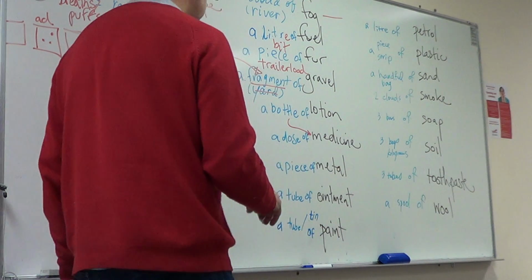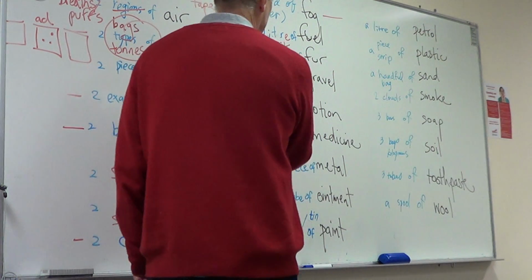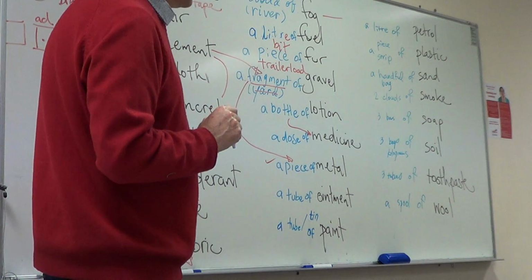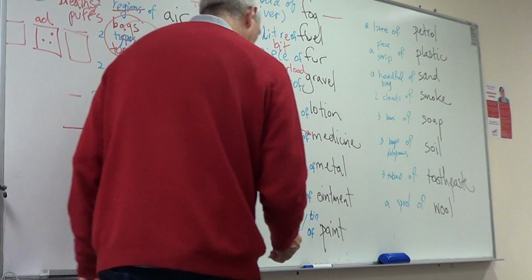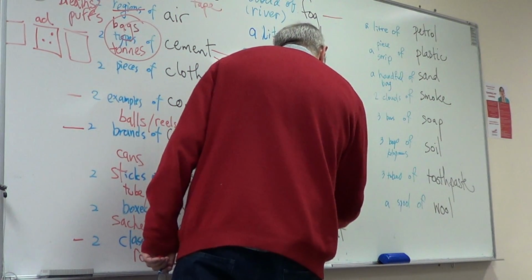A piece of metal, yeah, that's fine. Again, you could have a fragment, depending on the situation. Tube of ointment sounds good. Tube of paint, tin of paint, yeah. Can of paint.